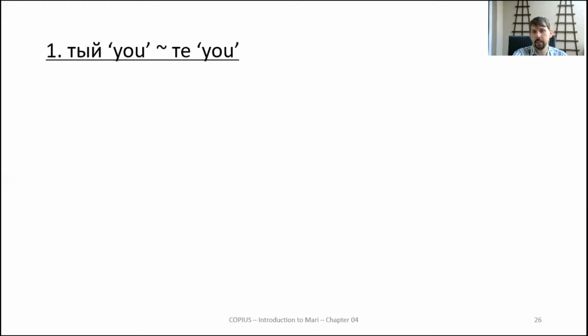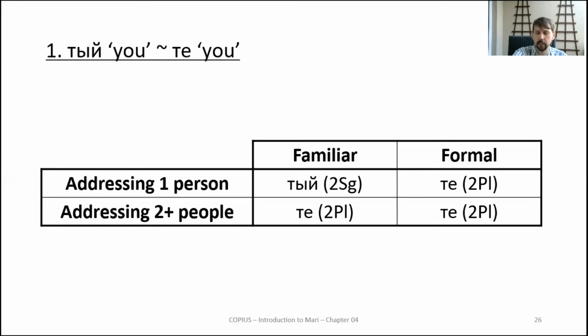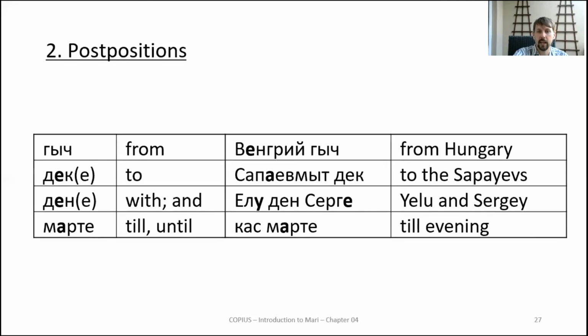As mentioned last week, we have a distinction in Mari between ti, you, and te, plural or formal you. It's like the distinction between tu and vous in French, or similar distinctions that exist in Finnish and Estonian, Russian, wherever you are. We have a look at some first postpositions. They're like prepositions, but they follow the word. We're looking at some of the most important ones in this chapter.